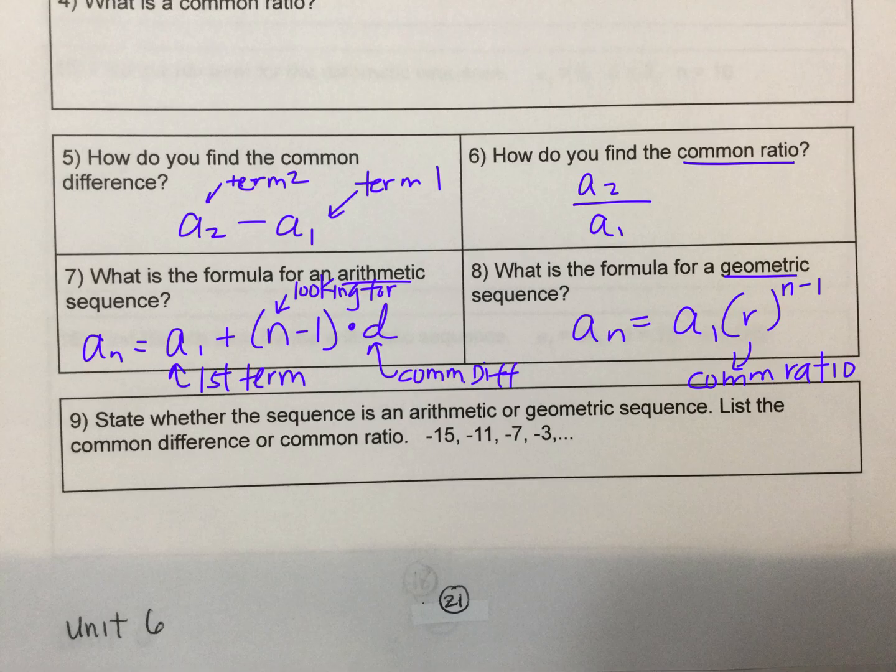So we're going to do some practice with those. You'll get better. State whether the sequence is arithmetic or geometric and list the common difference or the common ratio. So negative 15 to negative 11 to negative 7 to negative 3. That seems to be going down in small numbers. So I'm going to go with this. It's arithmetic. I'm going to take negative 11 and subtract negative 15. When I do that, I get a 4. So that tells me that I am adding 4 every time. So my common difference is to add 4.